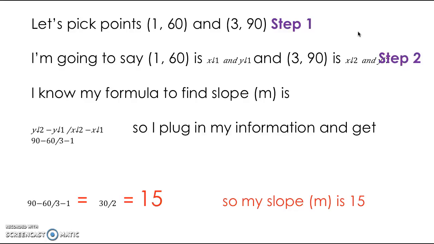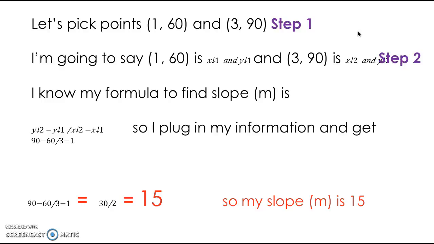So on your notes where it says step number 1, pick 2 points from your graph or table, I want you to go ahead and write the two ordered pairs or the 2 coordinates that we chose. We chose (1, 60) and (3, 90). All right, the next step, or step number 2, is to find the slope of these 2 coordinates.